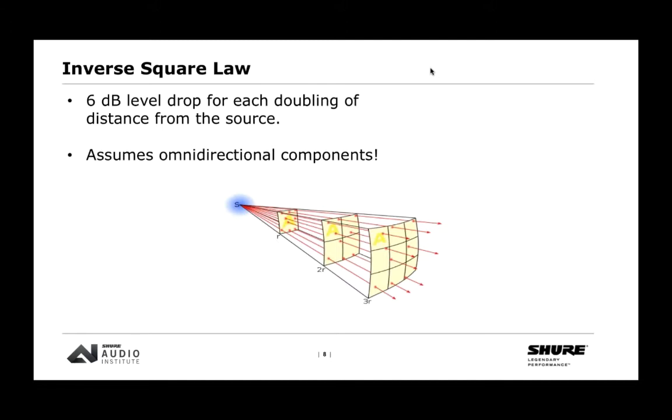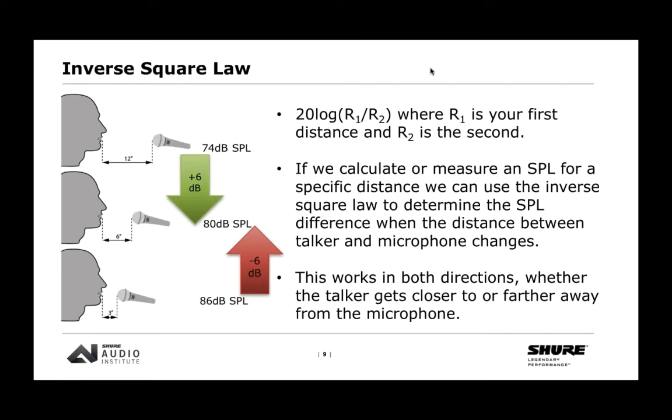We are well aware that there are no such pure omnidirectional components in the systems that we install, and that will affect somewhat what your overall results are. But for the purposes of calculating things, we're assuming a fully omnidirectional source and a fully omnidirectional receiver. Now, with respect to the inverse square law, there is an equation for that, particularly with distance: 20 log R1 divided by R2, where R1 is your first distance and R2 would be your second.